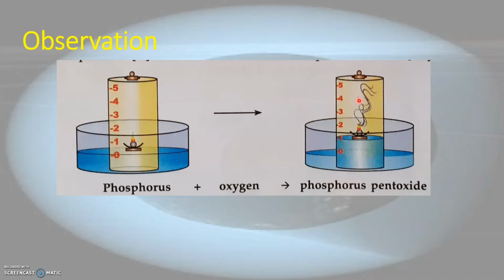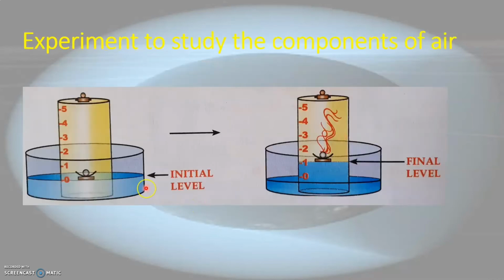Now, other than these dense white colored fumes, it is also observed that there is an increase in the level of water. As you can see here, initially the level of water was up to the mark 0. Now later after the experiment, the level of water has increased to the mark 1.